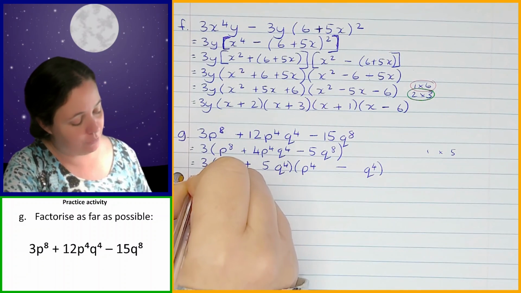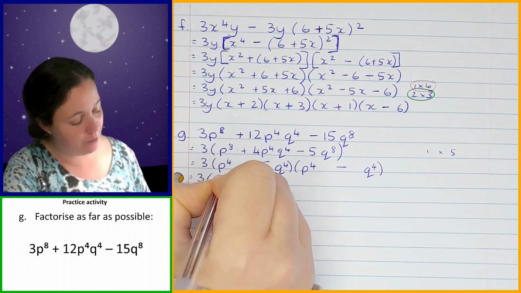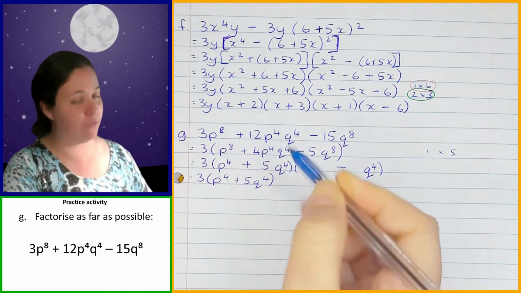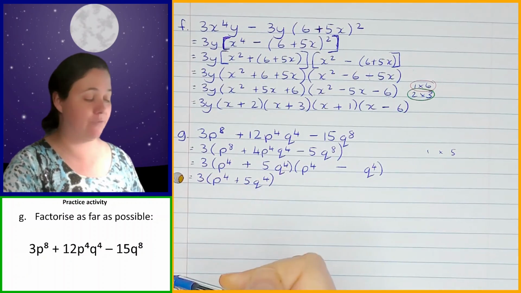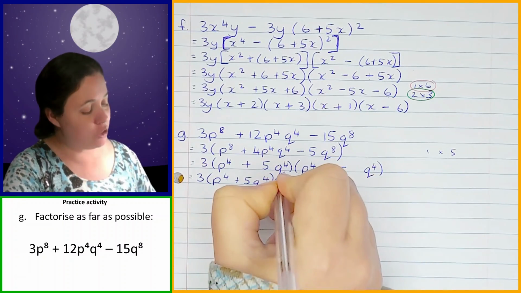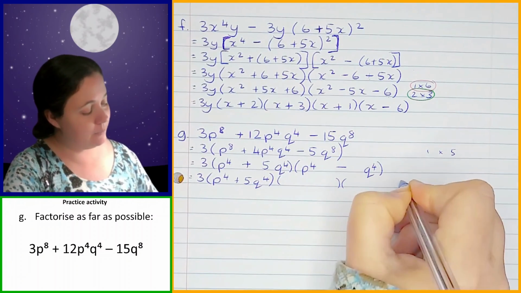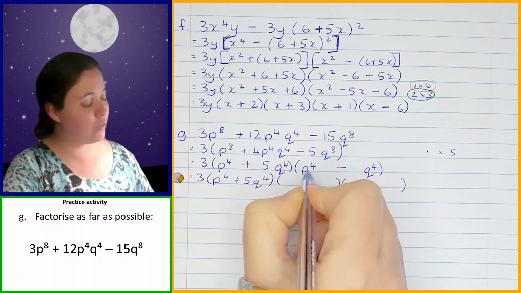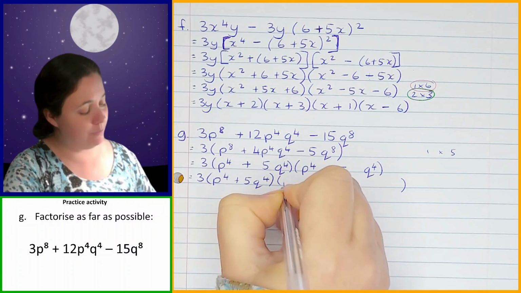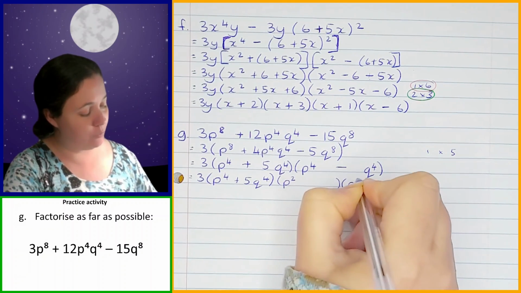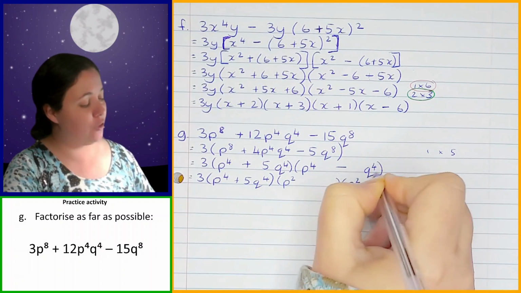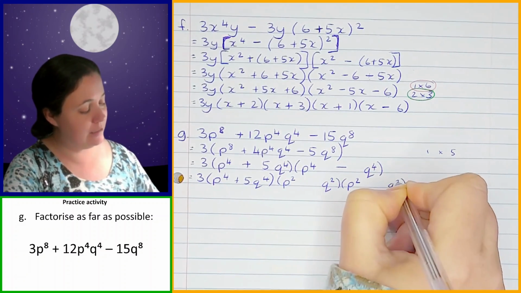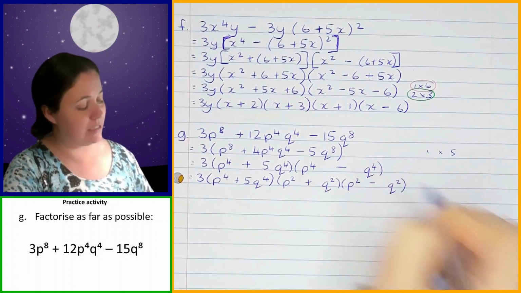So that's going to be 3, p to the power of 4 plus 5q to the power of 4. Don't forget to bring down the things that you can't factorize further. You still have to write them. Then I'm going to open 2 new sets of brackets for factorizing this difference of 2 squares. The square root of p to the power of 4 is p squared, and that goes into both brackets. The square root of q to the power of 4 is q squared, and that also goes into both brackets. One gets a plus and the other one gets a minus.